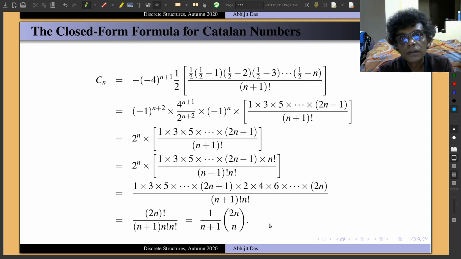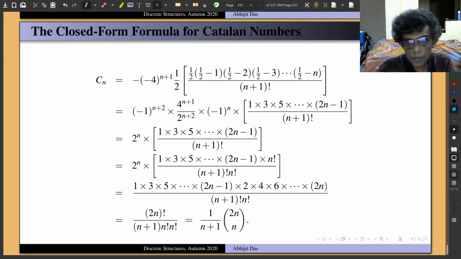Essentially that's it. Even using a fully mechanical or algebraic procedure, I can derive a formula for the nth Catalan number, using completely algebraic tools. So that is nice.